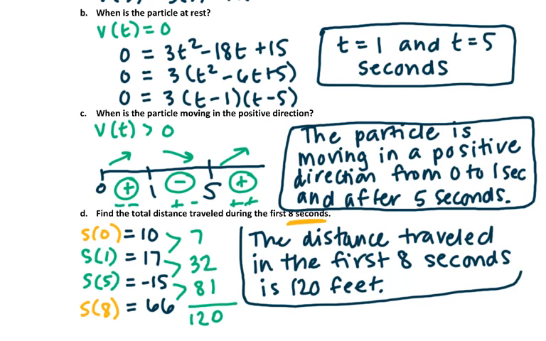Had I asked for the displacement, again, all I would have had to do is take S of 8 and subtract S of 0. So the displacement would have simply been 56 feet. And that's a lot easier to find. The distance traveled, we have to look at all those position directional changes as well. But this concludes our video on business and science applications with optimization.